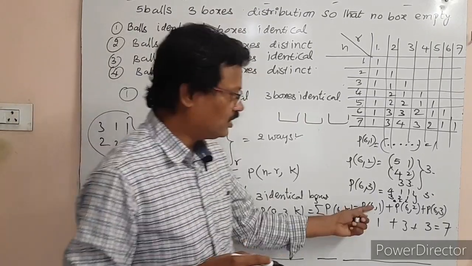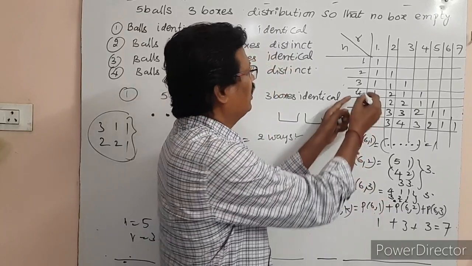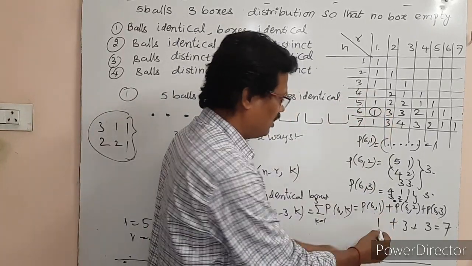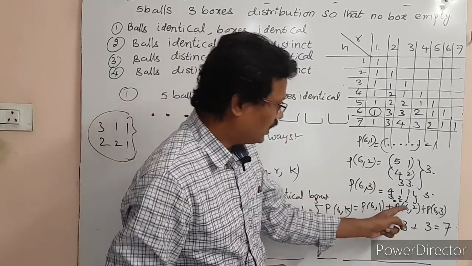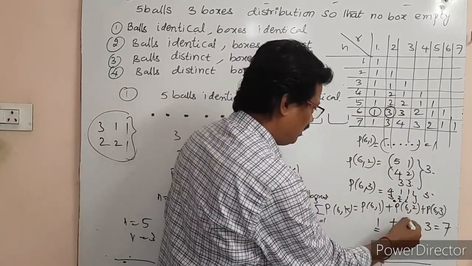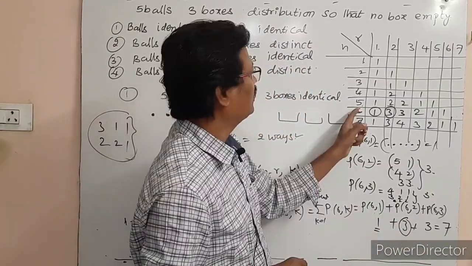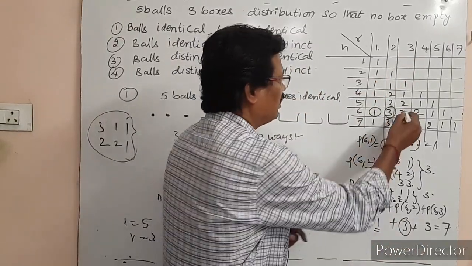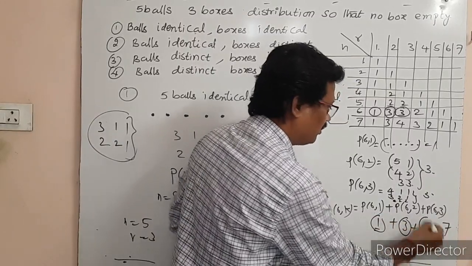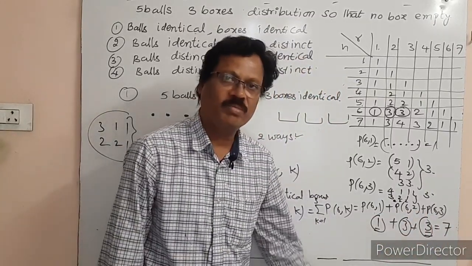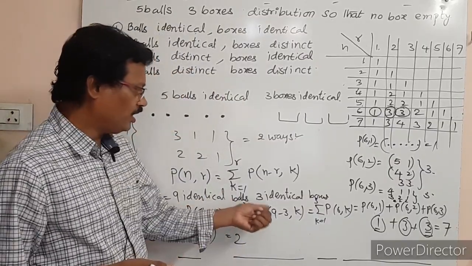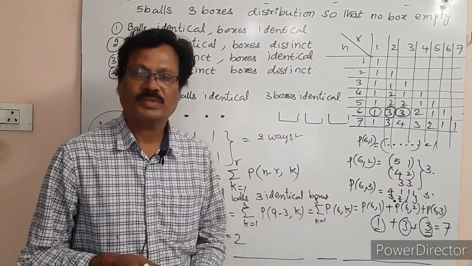Right. Now, six balls, one partition, 1. And six balls into two partitions, 6. Therefore, this is 3. Six balls into three partitions, that is also 3. Therefore, the sum we got is 7. By this table also we can remember. If n is a large number, we can apply this formula.